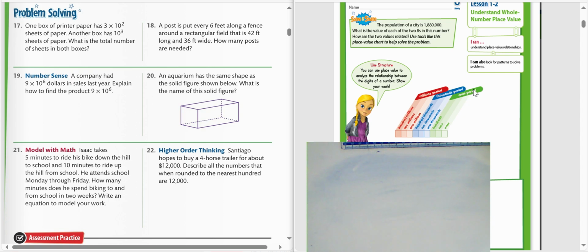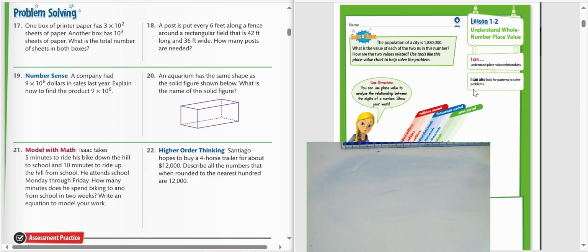Okay, next time we will explain lesson number 2, understanding whole numbers place value.